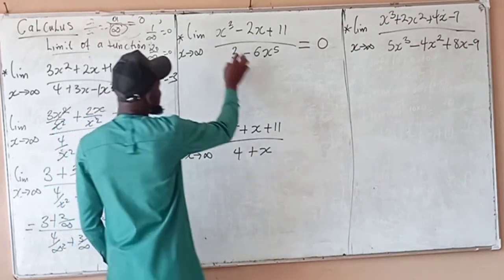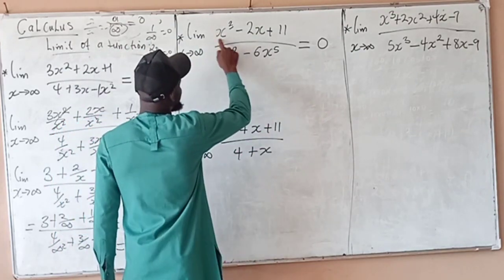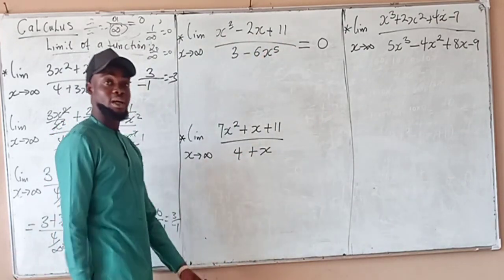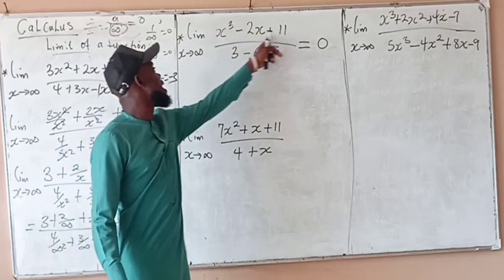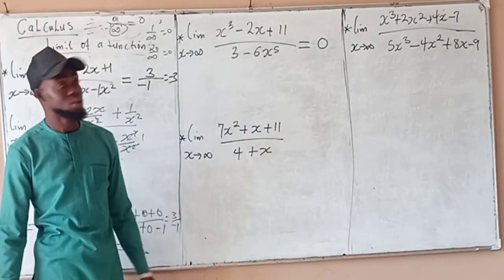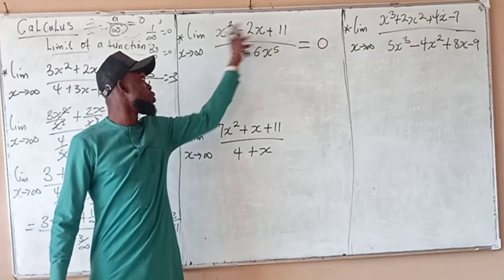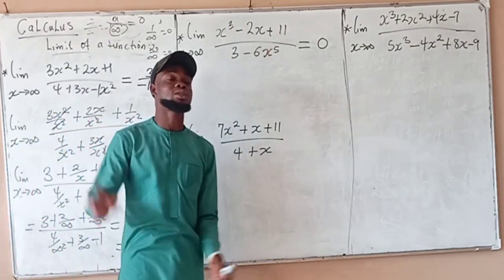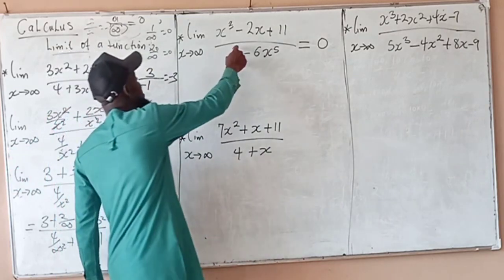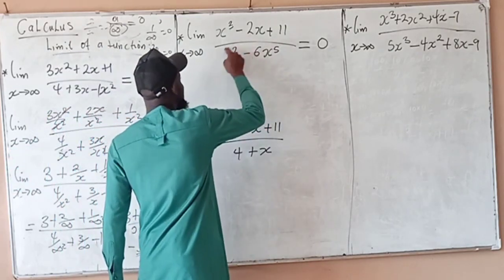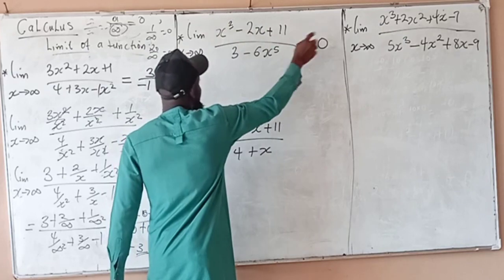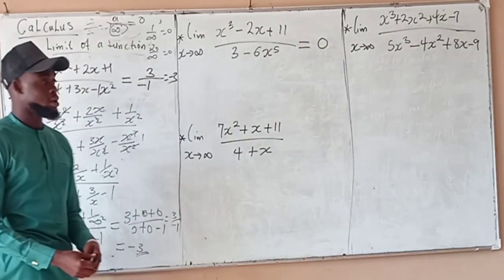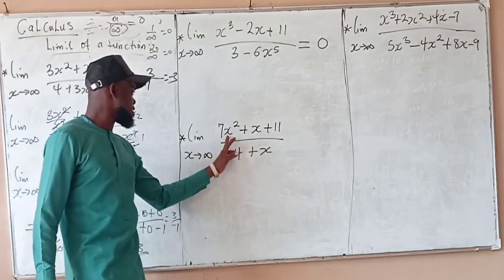Because if you divide everything here by s5, everything here will have infinity in the denominator, and anything divided by infinity is 0. So take note: if the power of x in the denominator is higher than in the numerator, the answer becomes 0. Now what about the opposite case?